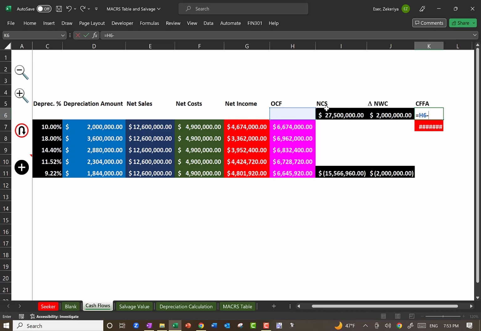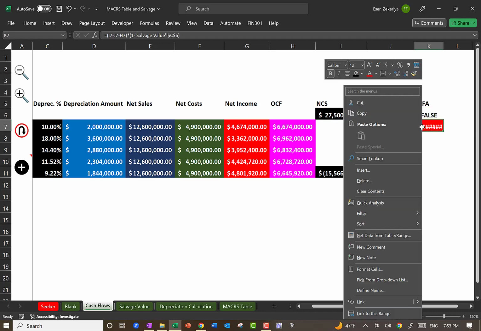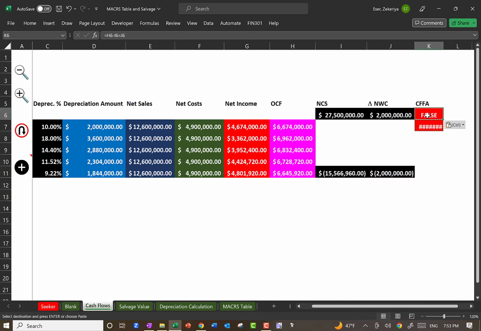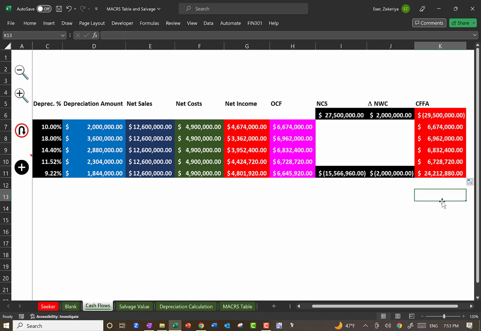OCF minus net capital spending minus change in net working capital. Of course, I need to put minus instead of equal sign. Carry them over. Those are our cash flows.